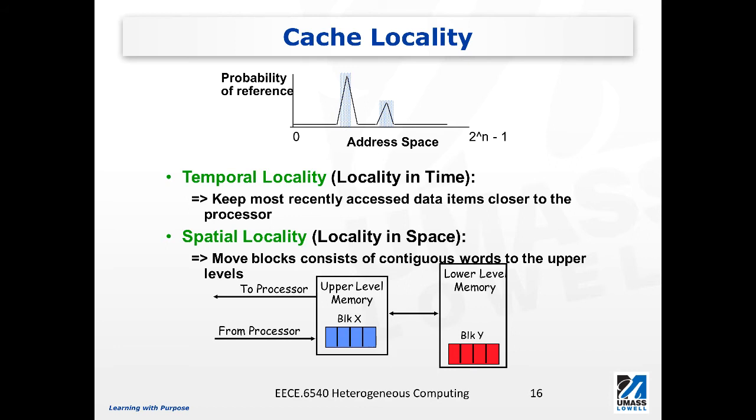Spatial locality is the locality in space. This refers to the fact that if you access a data item, it's highly likely that you will access a data item that is next to or close by the current one. Therefore, it makes sense to move blocks consisting of contiguous words to the upper levels, with the hope that the nearby words or double words will be accessed in the near future. Combining temporal locality and spatial locality, the cache and memory hierarchy together help the processor improve its performance.